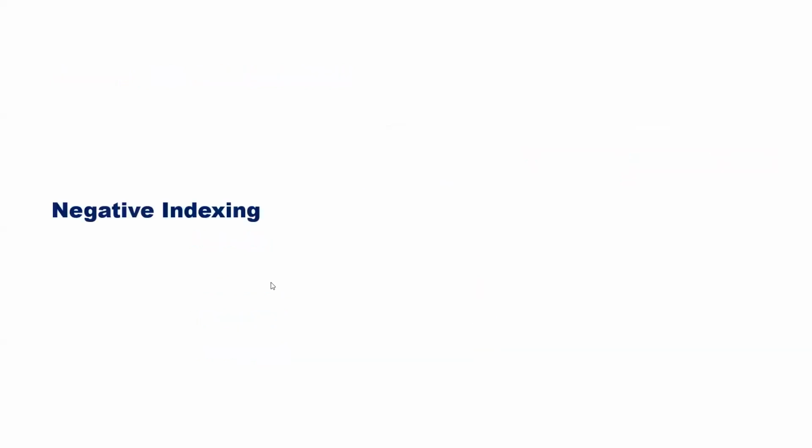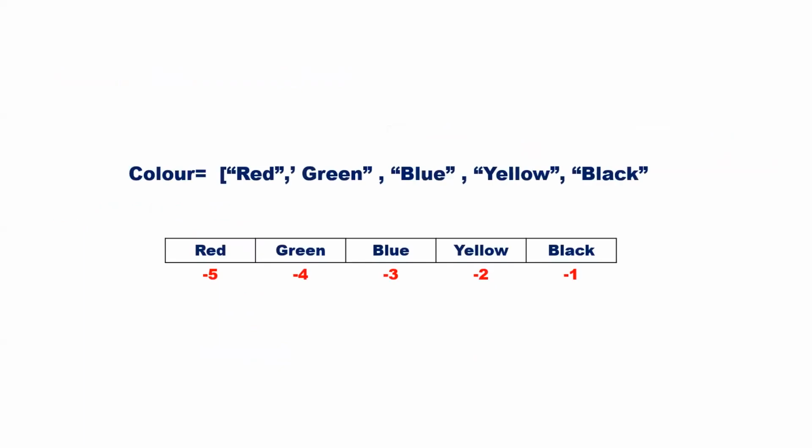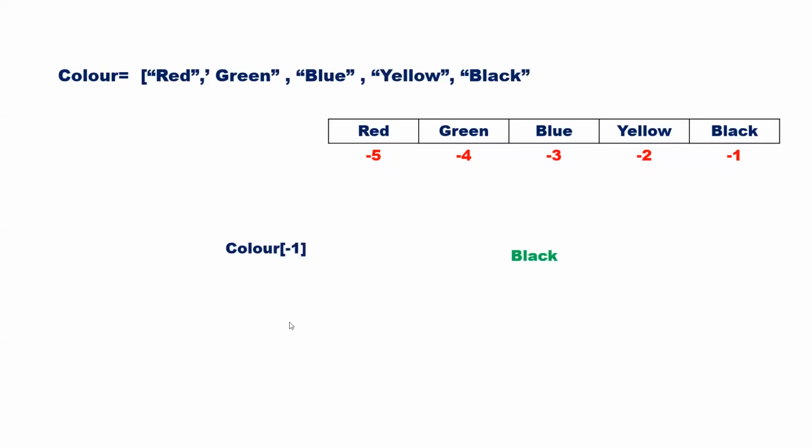Python also supports negative indexing. Negative indices count backward from the end of the list. The last element has index -1, the second last element -2, then -3, like that. Color of -1 will point to the last element. Hence, it returns the value black.